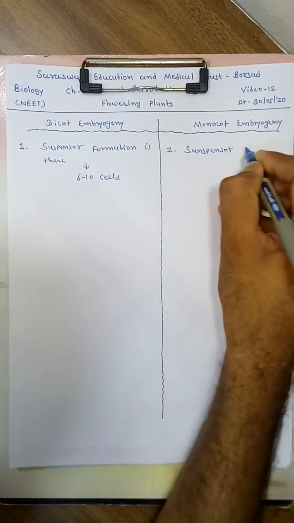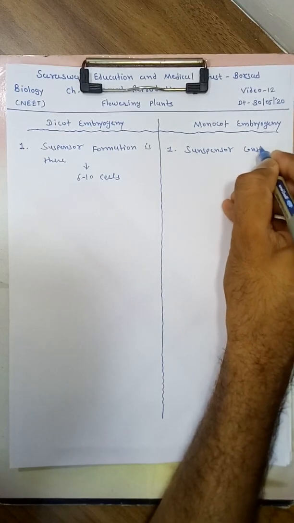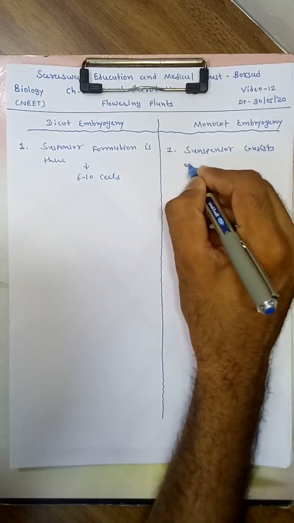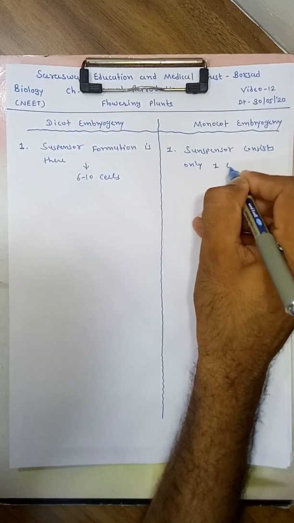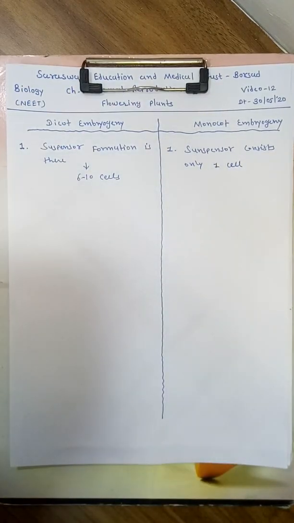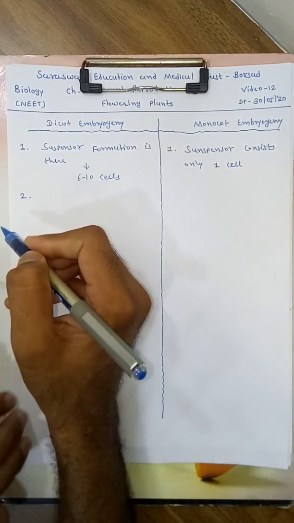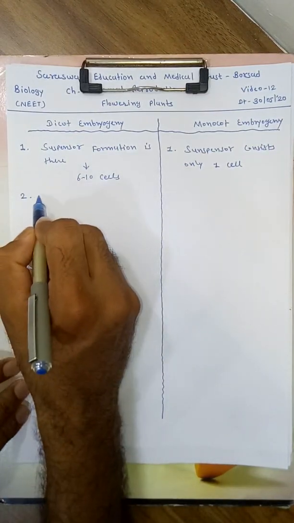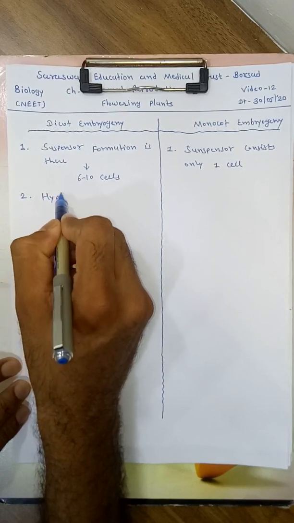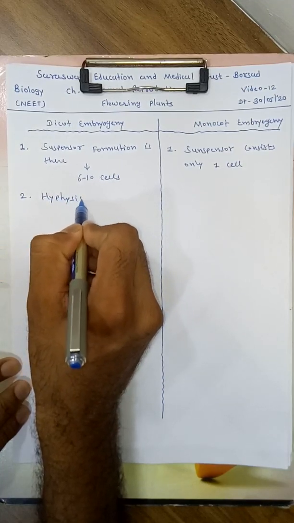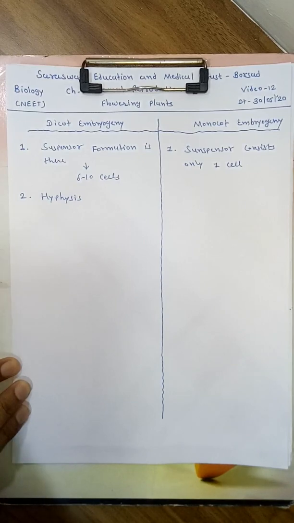So here suspensor consists of only one cell. અહીંયા આગળ નીલમ જે છે એ એક જ કોષ ધરાવે છે. Next difference: hypophysis, જેને આપણે અધોવર્ત કોષ કહેતા હતા.